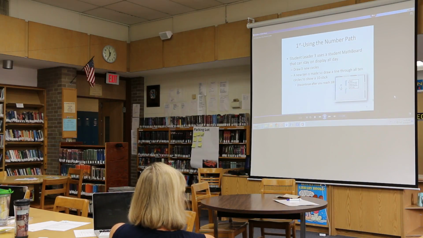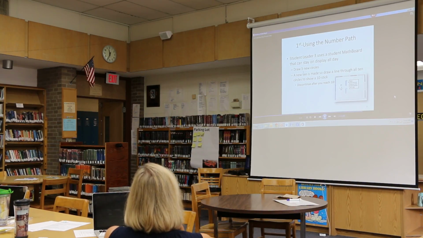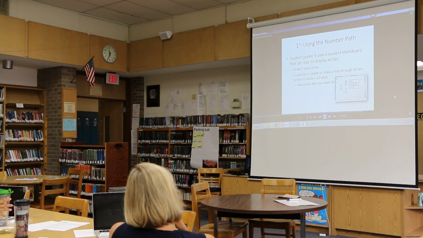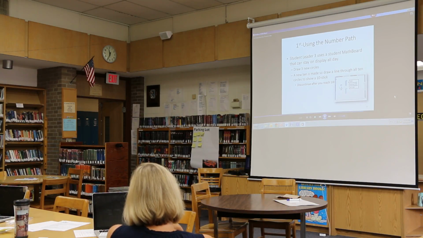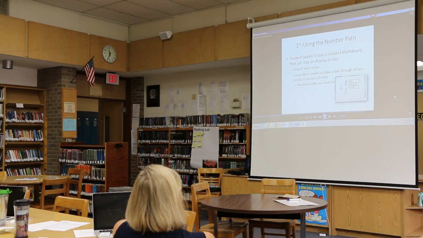Uses a student math board. This display is different for first and second. Kindergarten, you don't have this in yours, but first and second grade have this. It goes around the board. And on this one, they're going to draw 3 new circles. So the number that they were using was 29, and then our new person's going to come up and draw 3 more circles. When a new group of 10 is made, they're going to draw a line to show a 10 stick. You're only going to do the number path until they reach 100.